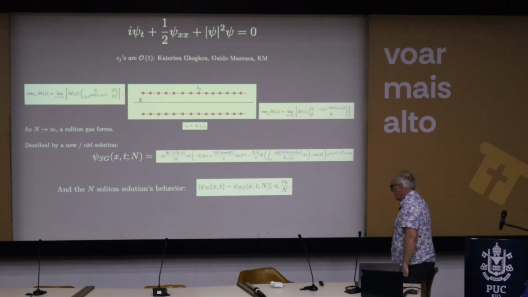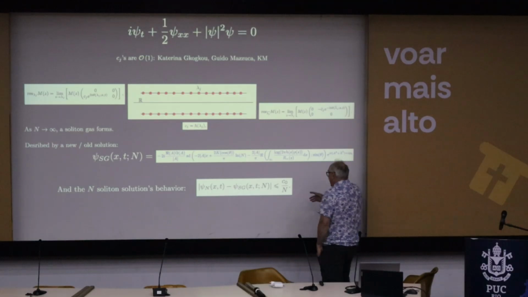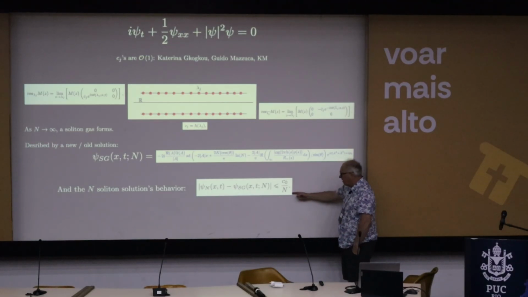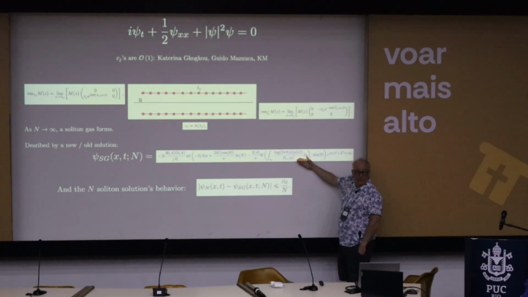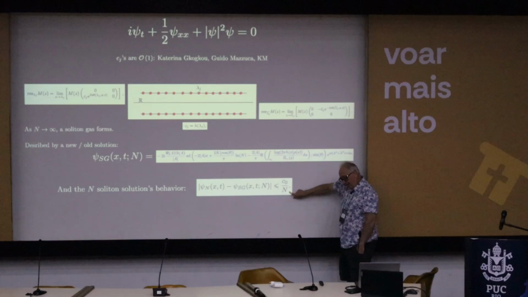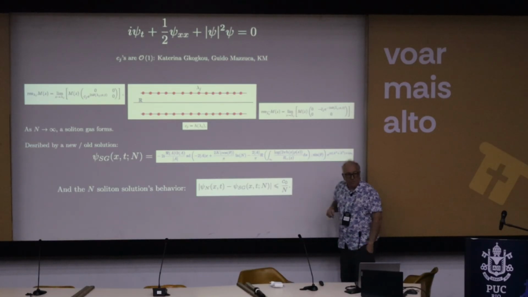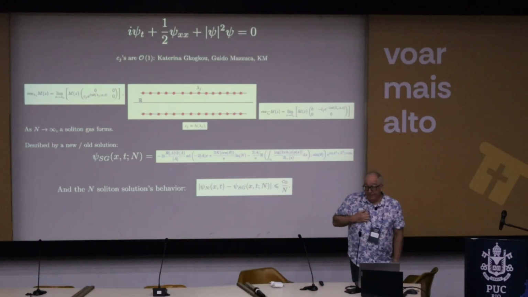Okay, so this is really what Guido and Katerina worked like crazy to prove, is that the difference between the n soliton solution when n is large and this specific object is 1 over n. Okay, that's sort of the brutal result, but it says that for finite values of n, you can actually see the formation of a soliton gas.